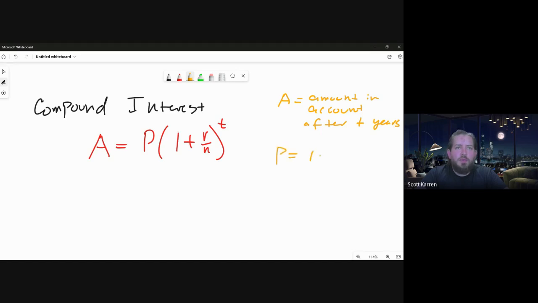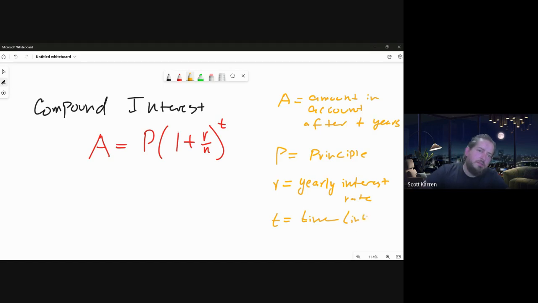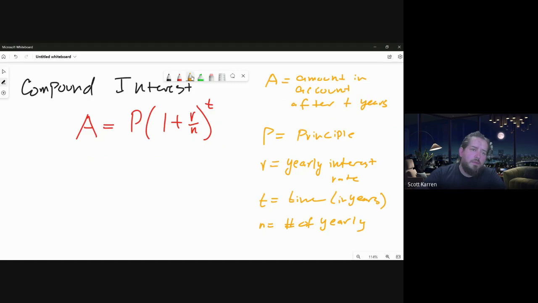P is the principal. It's the amount that's put into the account to start, right? And r is the yearly interest rate. And then, of course, t is time in years. And then n is the number of compounds every year. We'll say the number of yearly compounds.